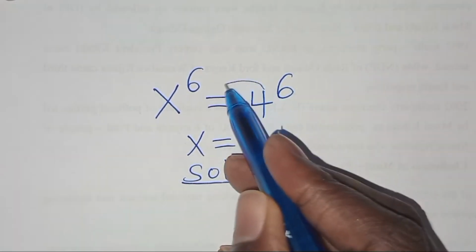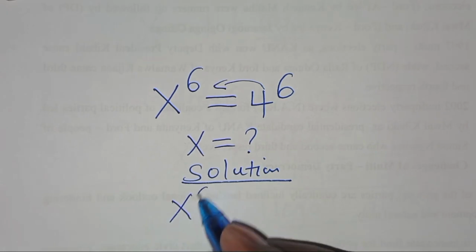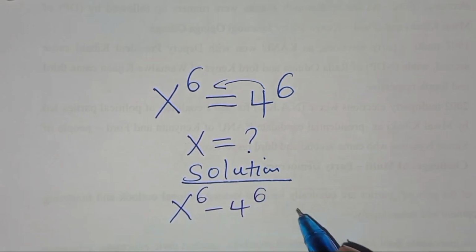Now solution from here. Let's take 4 to the power 6 to the left hand side so that we'll have x to the power 6 subtract 4 to the power 6, and this is equal to 0.